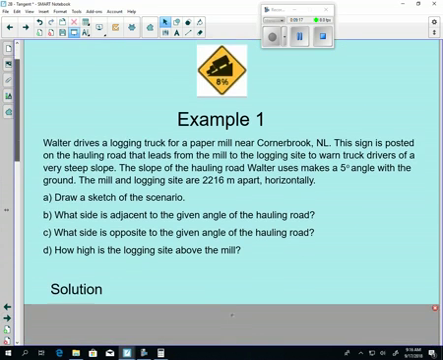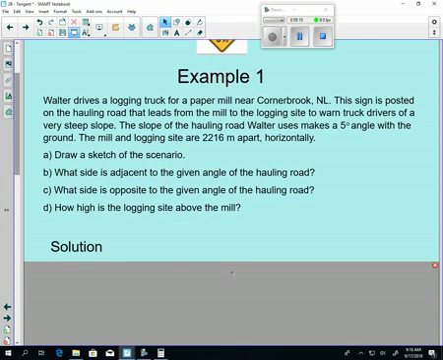So here's an example. He's driving a logging truck to a paper mill near Corner Brook, Newfoundland. The sign from the mill to the logging site warns them of a very steep slope. The slope of the hauling road uses a 5-degree angle with the ground. The mill and the logging site is 2,216 meters apart horizontally. Draw a sketch. Which side is adjacent, which side is opposite, and how high is the logging above the mill?